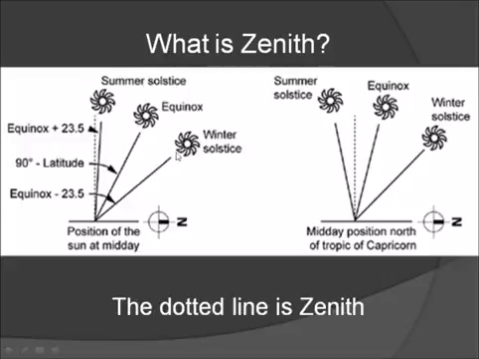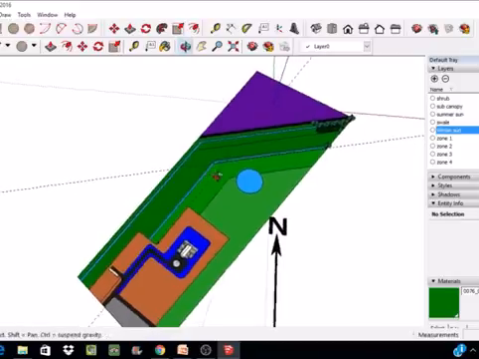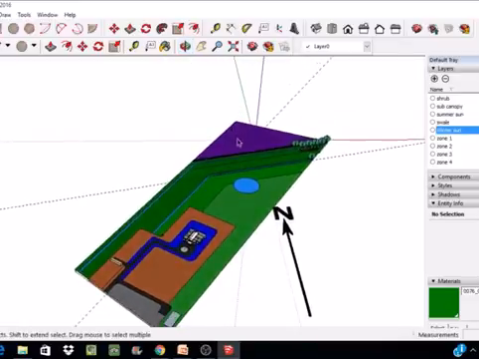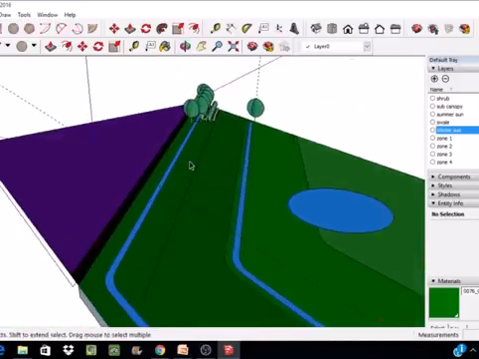Now, let's take a look at how this actually applies in our personal design on SketchUp. This is the zone plan I have for the property that we have here in Jamaica. We are at approximately 18 degrees north, give or take, close enough for what we're doing. Now, when you use SketchUp, this gives you some really interesting advantages.